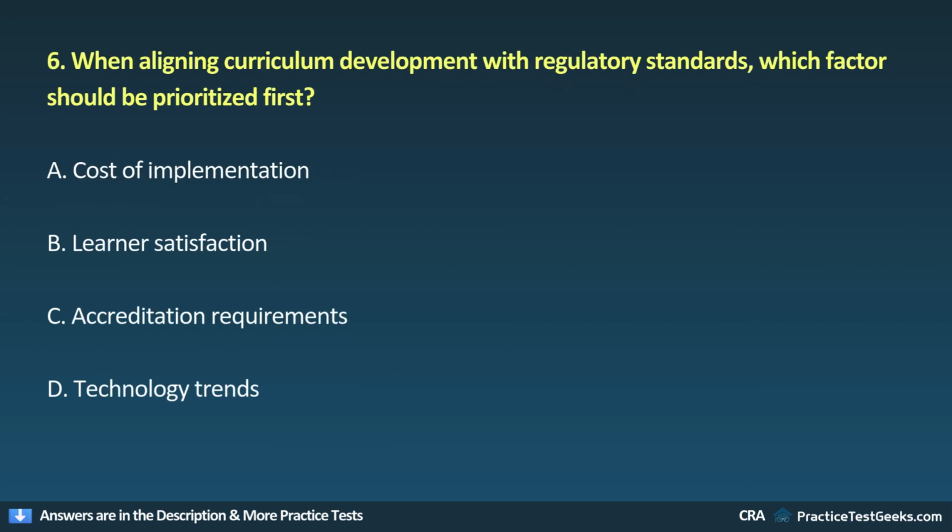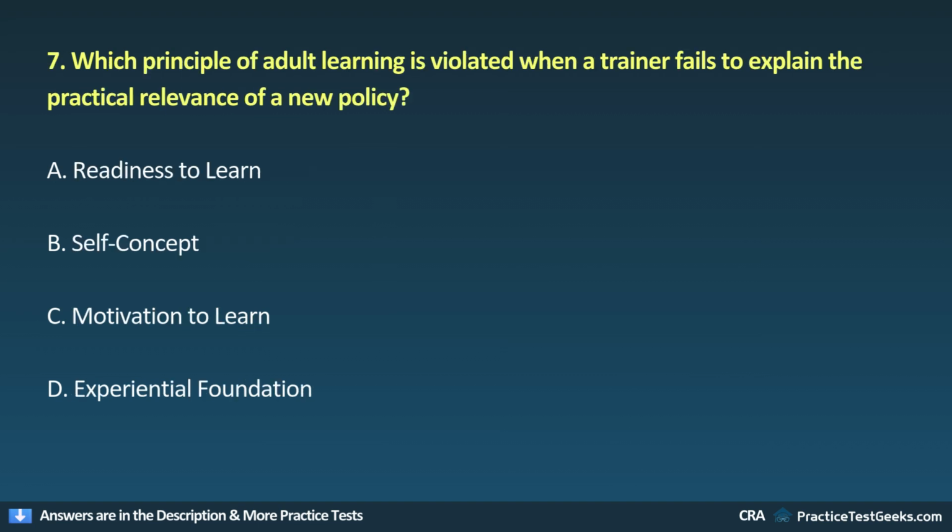6. When aligning curriculum development with regulatory standards, which factors should be prioritized first? A. Cost of implementation. B. Learner satisfaction. C. Accreditation requirements. D. Technology trends.